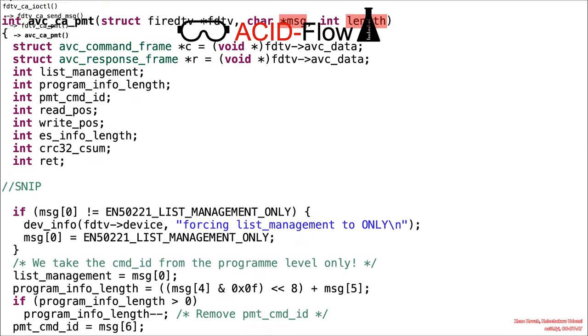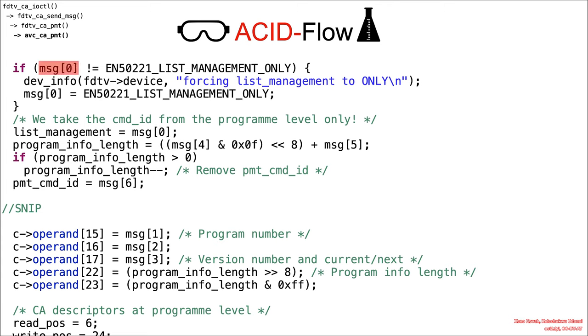So moving forward, we have our attacker controlled value, and it says if this is not equal to that, then we're going to set it equal to that. So essentially this now is a non-attacker controlled thing. It's going to have to be exactly that hard-coded value.